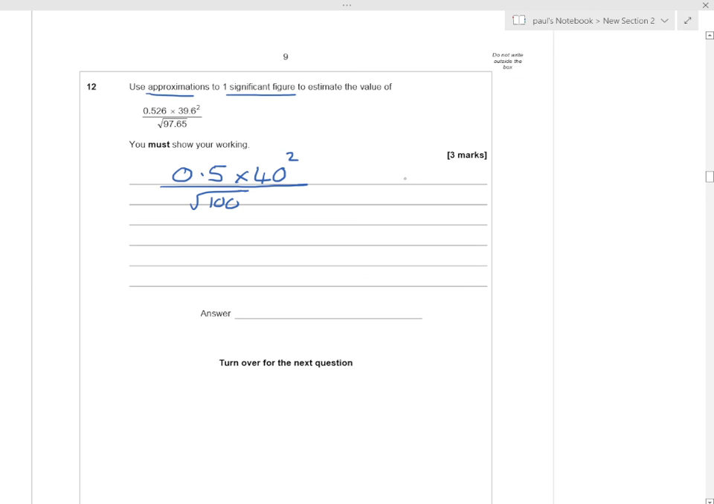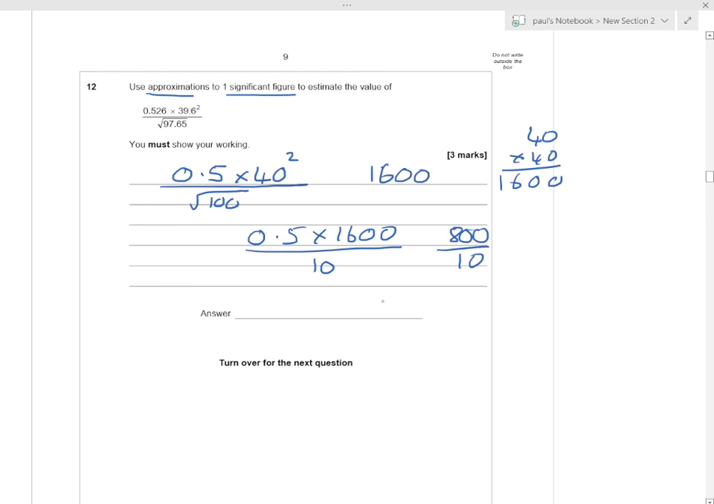So 4 fours is 16. 40 times 40. Get the number of zeros right. So 1600. So I've got 0.5 times 1600 divided by the square root of 100, which is 10. So half of that is 800, divided by 10, which equals 80.